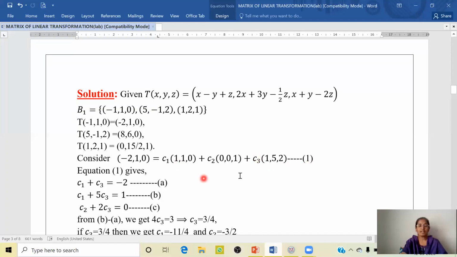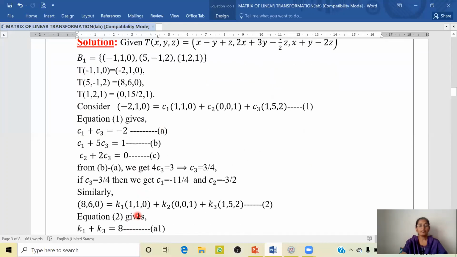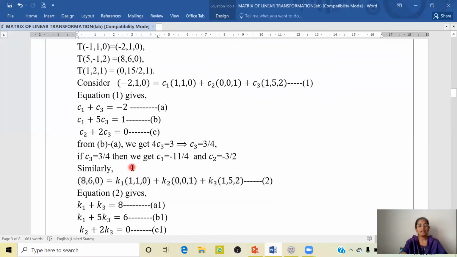When we simplify the right hand side, that is, multiply by the scalars C1, C2, C3 and equate it to the left hand side, we get a set of 3 equations in C1, C2, C3. Solving those 3 equations by one of the known methods, here let us use the elimination method. We eliminate one of the unknowns and get the values of the others. So when we subtract A from B, we get 4C3 = 3. Therefore, C3 = 3 by 4.